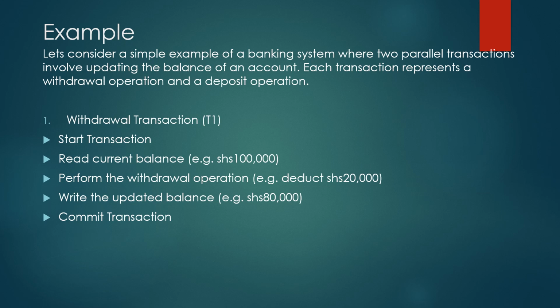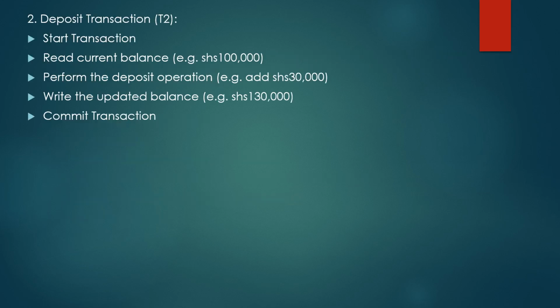Then he will perform a withdrawal operation. Let's say he's deducting shillings 20,000 from the bank. In that process of deducting, a write operation updates the balance to 80,000. That is written to the database and it's updated, and it is now committed, meaning the transaction is done. If you wanted to check your balance, you go through the same process of checking balance, which is the read, and so on.